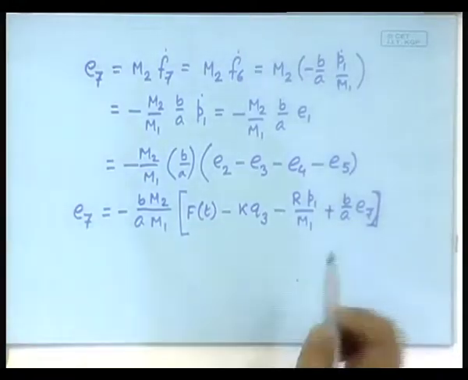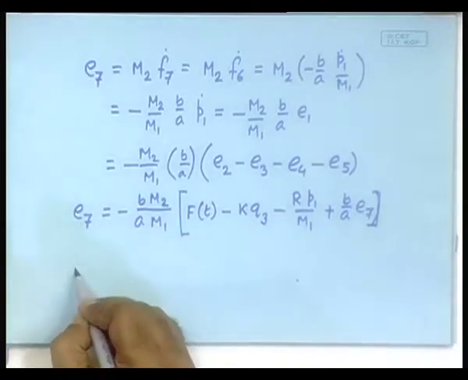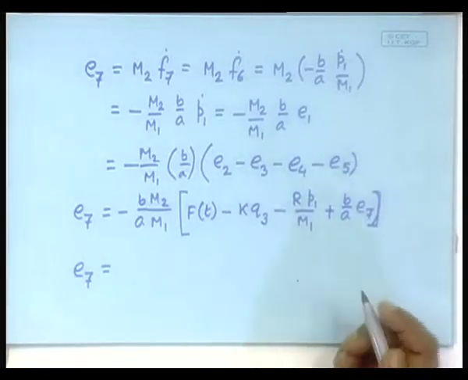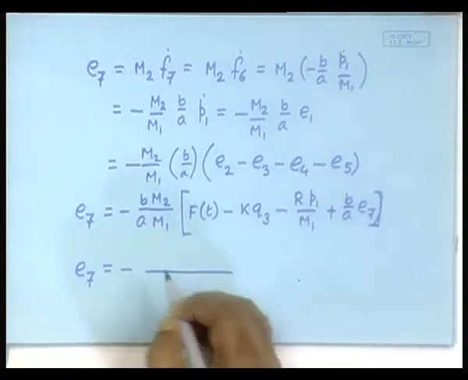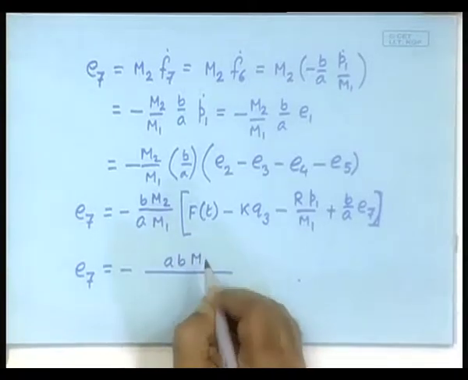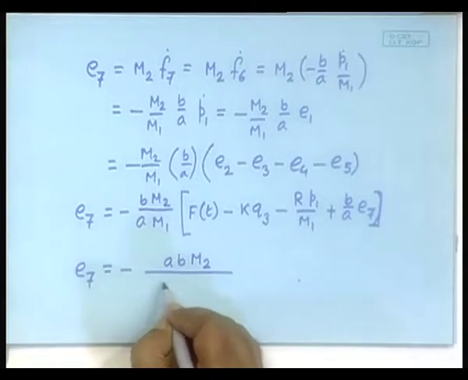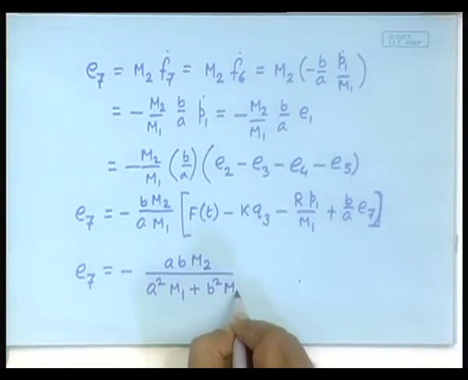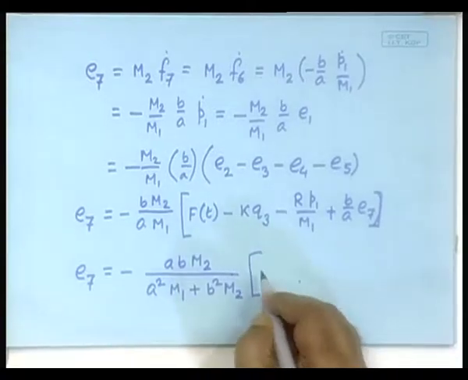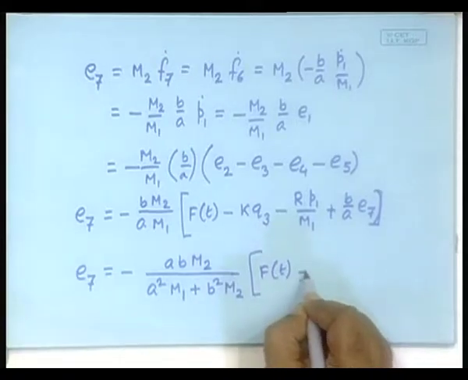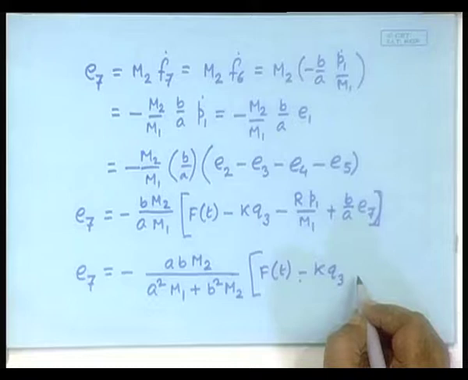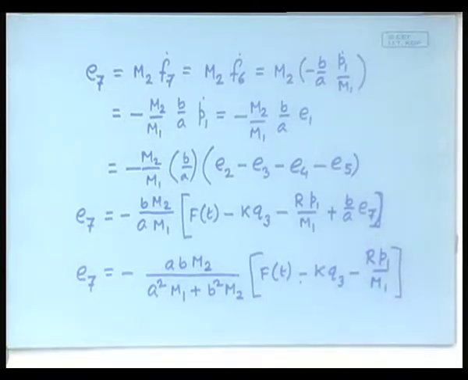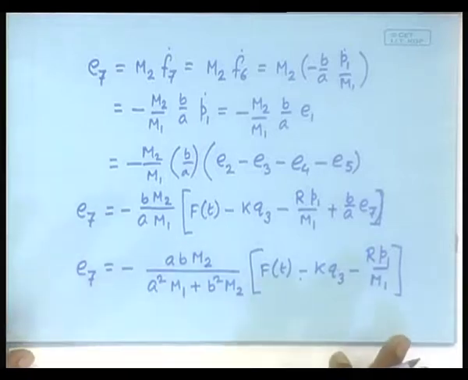Now, you just do a bit of algebra, you get it in the left hand side and divide. So, that E7 is obtained independently as, just do it, it will become minus A B M2 divided by A square M1 plus B square M2, times F t minus K Q3 minus R P1 by M1. Anyway, it is obtainable, no difficulty.